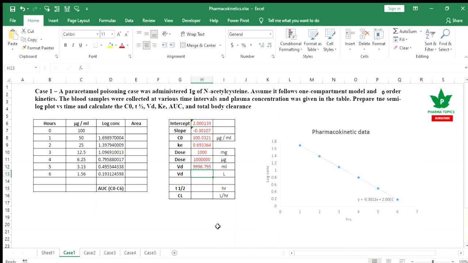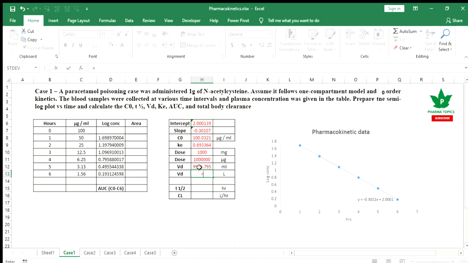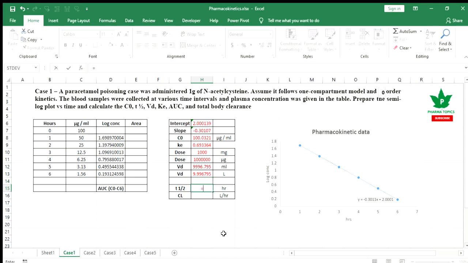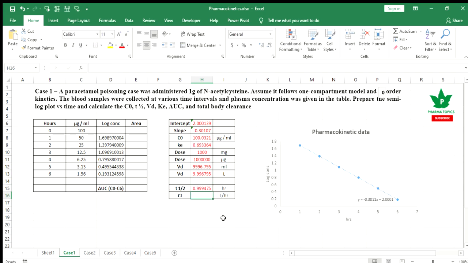But usually volume of distribution is expressed in liters. The previous calculation shows it is in ml. So you convert that to liters. So that becomes around 10 liters. Then you calculate the T half. T half equals 0.693 divided by elimination constant. So this is the T half. It is roughly 1 hour. You can check, 100 becomes 50 in 1 hour, 50 becomes 25 in 1 hour. So T half is 1 hour.